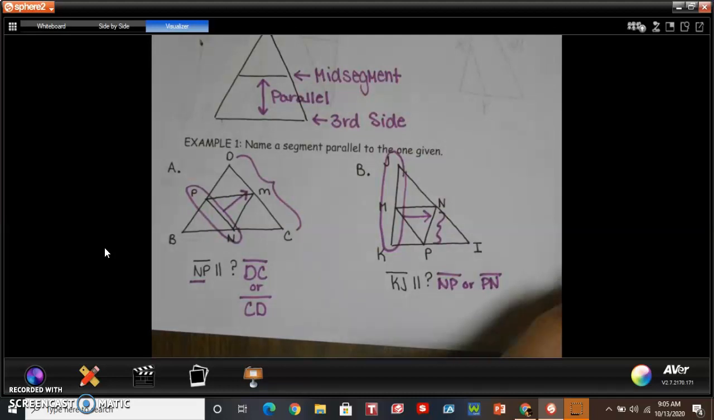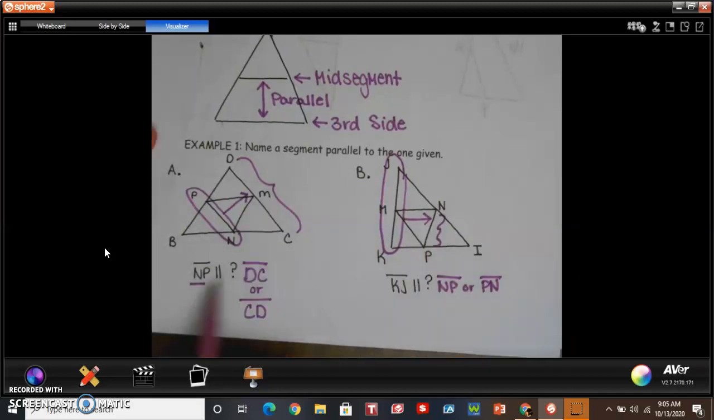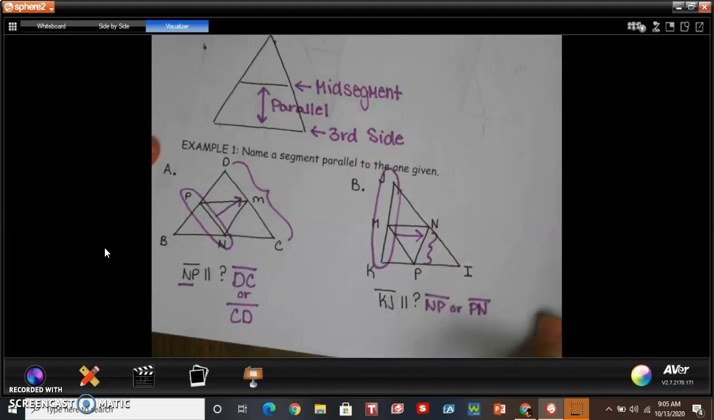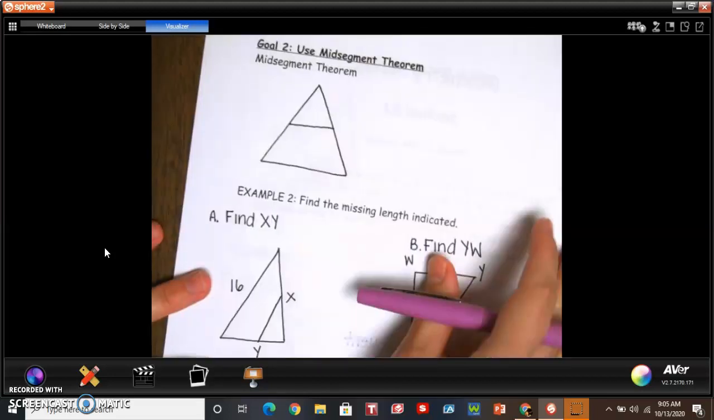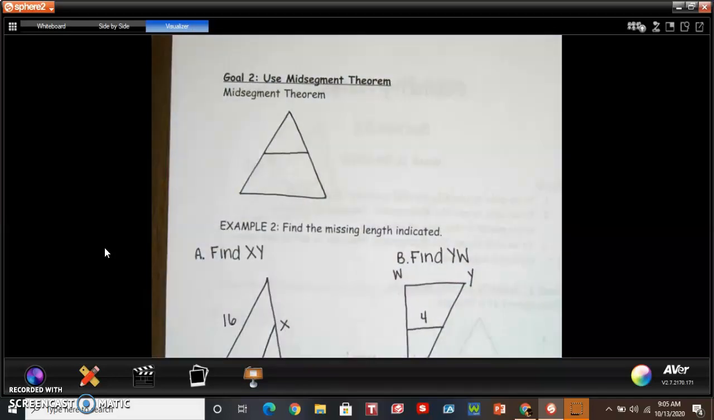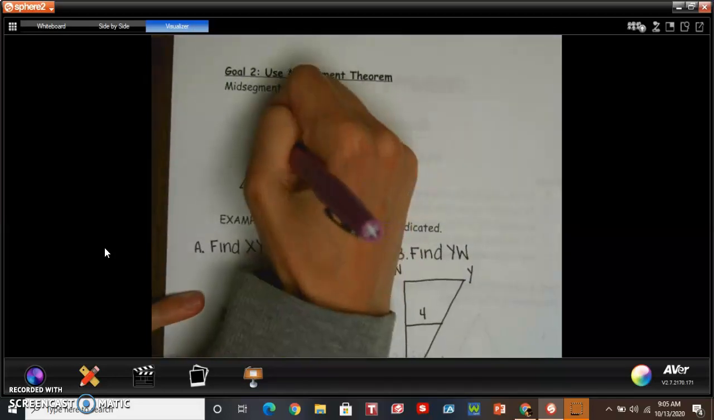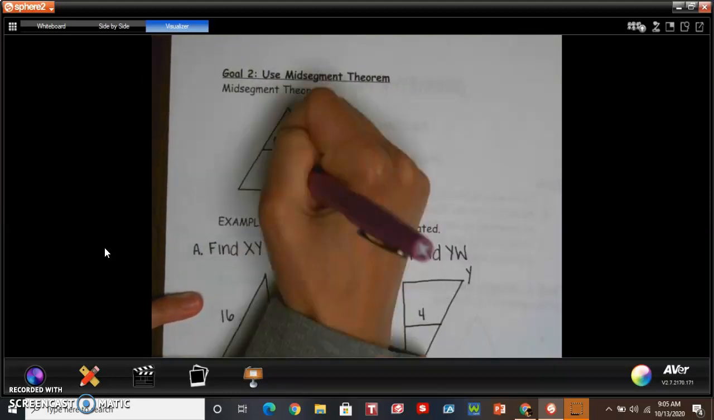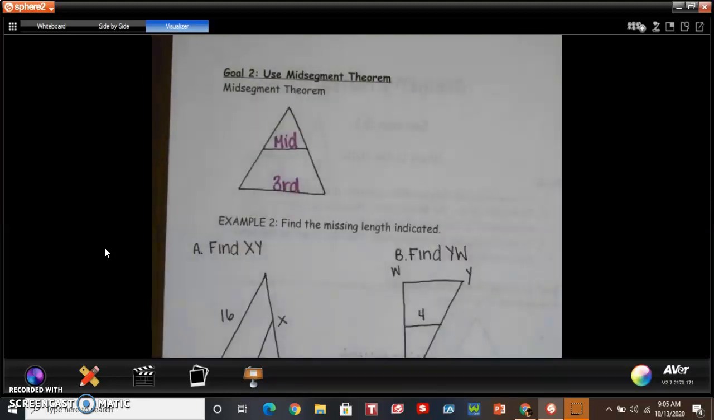So that is goal 1, being able to identify parallel sides, our midsegment and our third side. Let's continue on to goal number 2. Goal number 2 is using our midsegment theorem. Well, before we can use it, we got to know what it says. So you remember the one in the middle, this is our midsegment, and across from it is our third side, right? We've already discussed this.